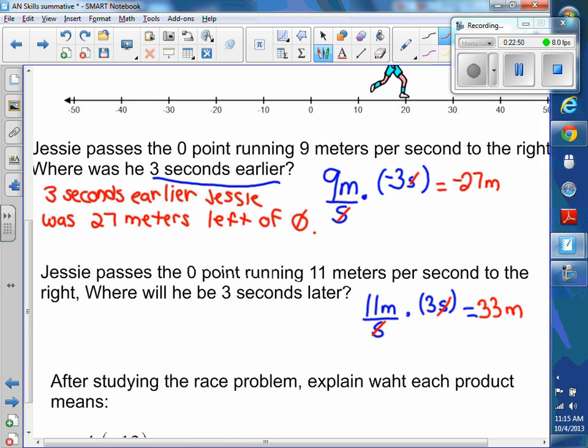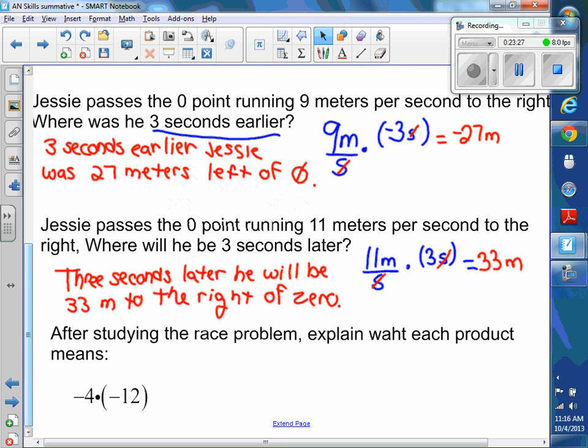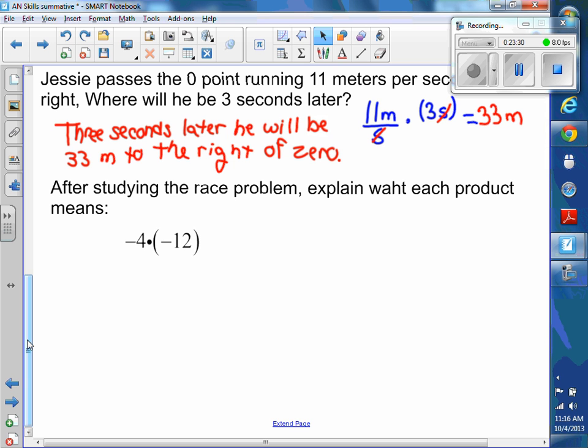So in a sentence, 3 seconds later, he will be at the right. Okay, 3 seconds later, he will be 33 meters to the right of 0, right? So what's the sentence for this?